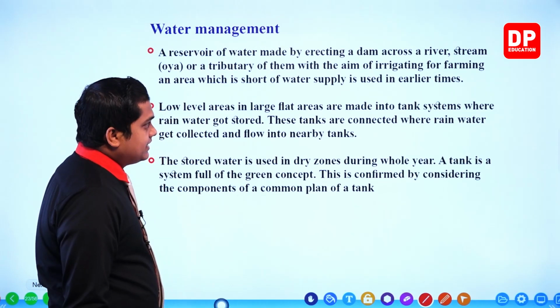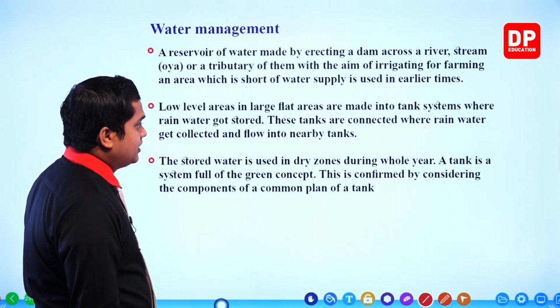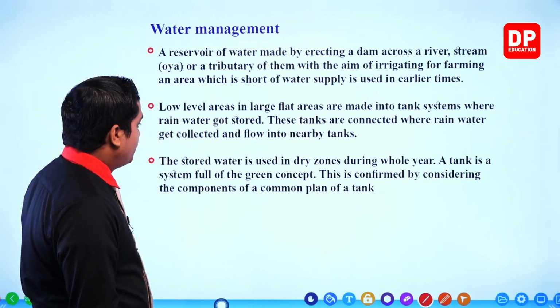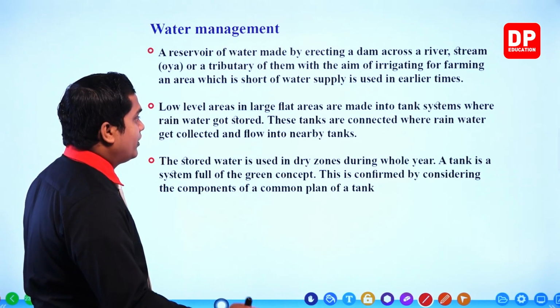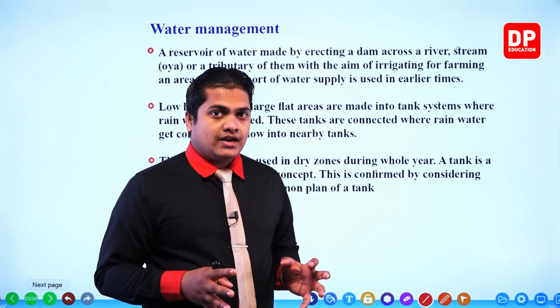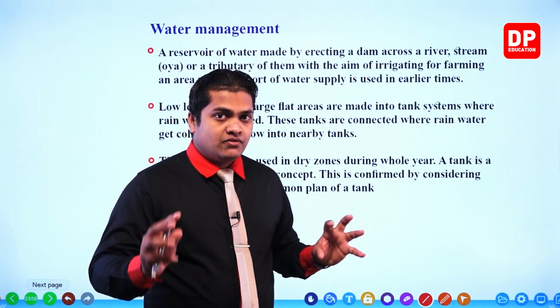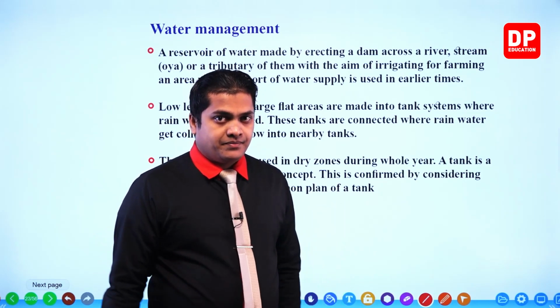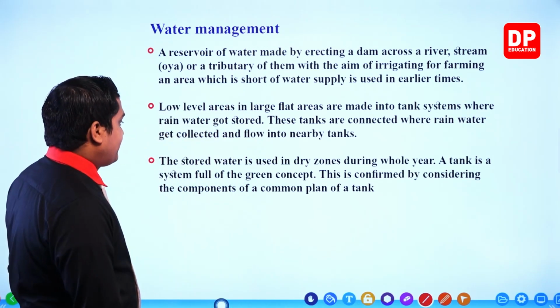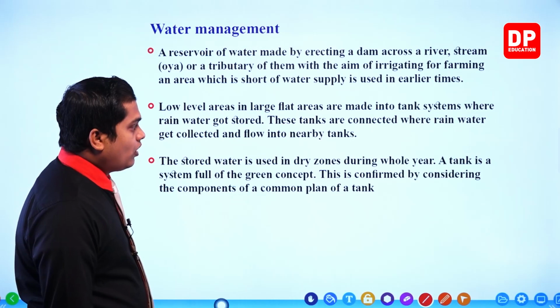So these tanks are connected, where rainwater gets collected and flows into nearby tanks. These areas are the ones which act as water collecting centers. So collected water is being flown into several tanks nearby. Okay. Next one. The stored water is used in dry zones during the whole year.